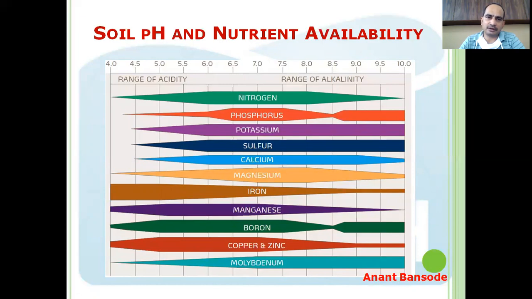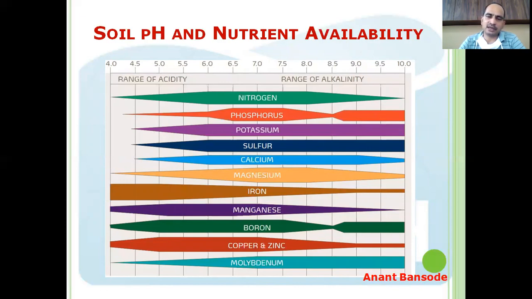The 7, or the center of this scale, is called neutral pH. If pH is lesser than 7, we call it acidic, and if pH is more than 7, we call it alkaline soil. If you look at this slide, you will see names of nutrients written on strips, like nitrogen, phosphorus, potassium, sulfur, calcium, etc. And that strip has less thickness at some places and more at others. What this thickness shows is the availability of the nutrient in the soil at that particular pH.